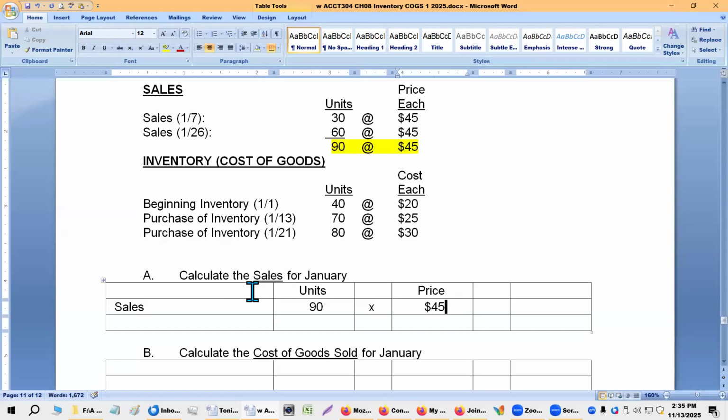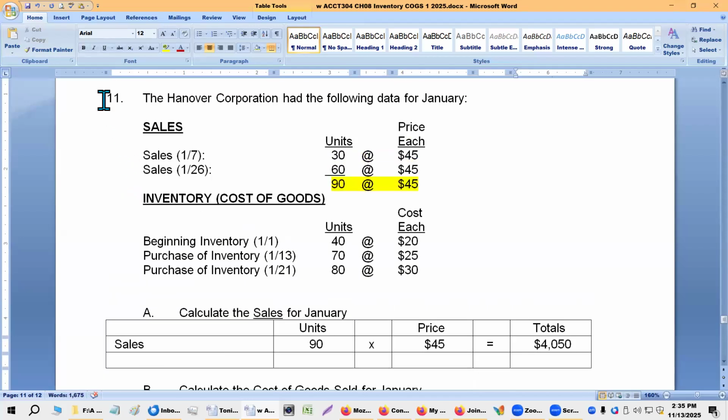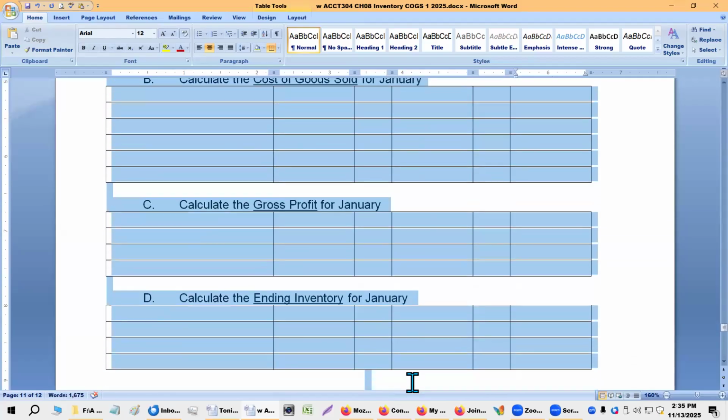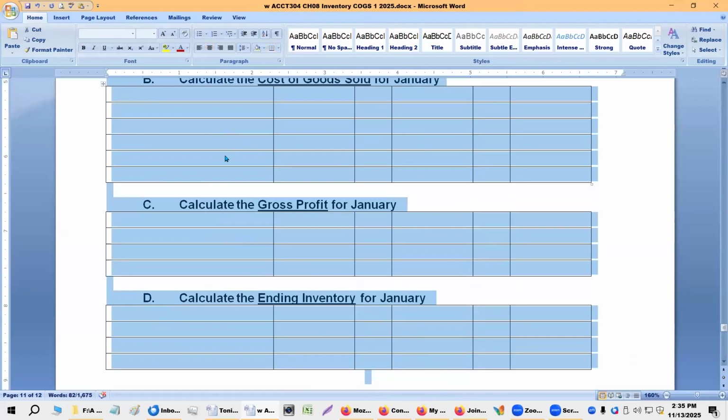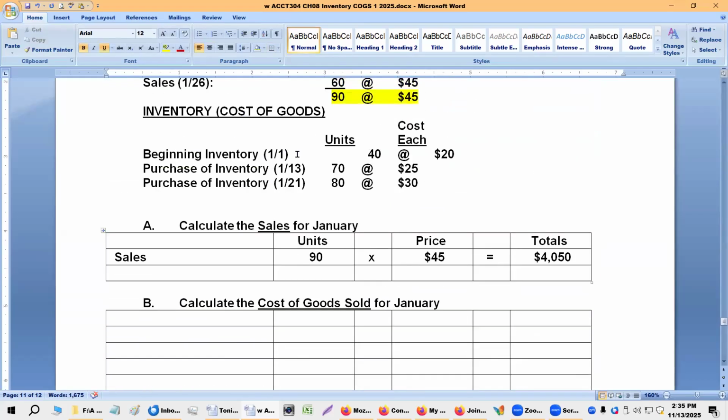Yeah, the reason I'm doing it at the same time is because it's the same price. If the price were different, I would have to do them separately. $4,050. Okay, so this is the money coming in. Now this is where it gets odd.